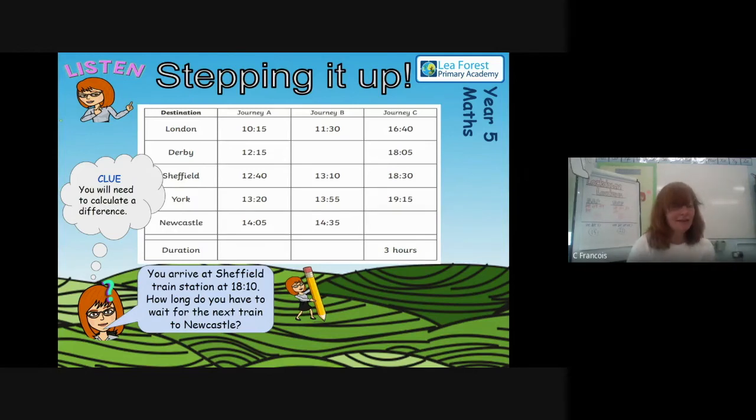Let's see maths today, guys. Well, this might be quite tricky, but some of you have shown me that I haven't made it tricky enough, I don't think.